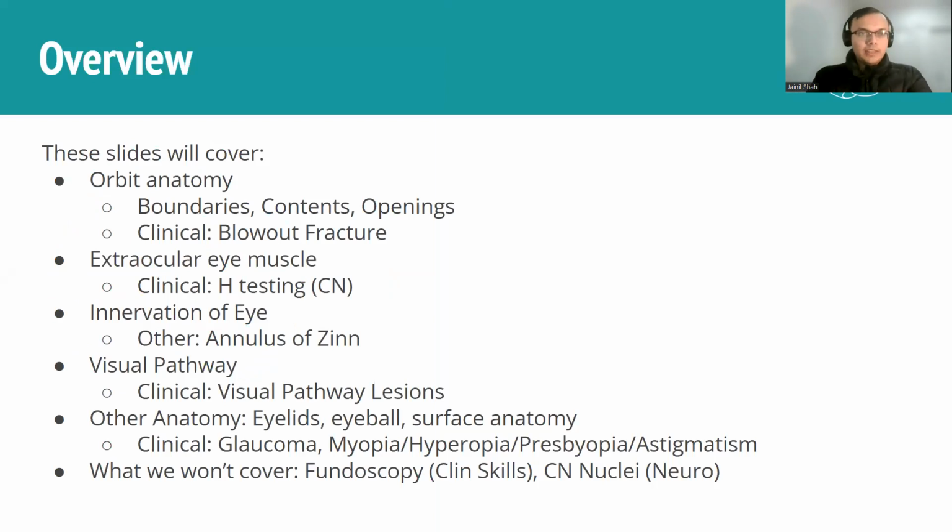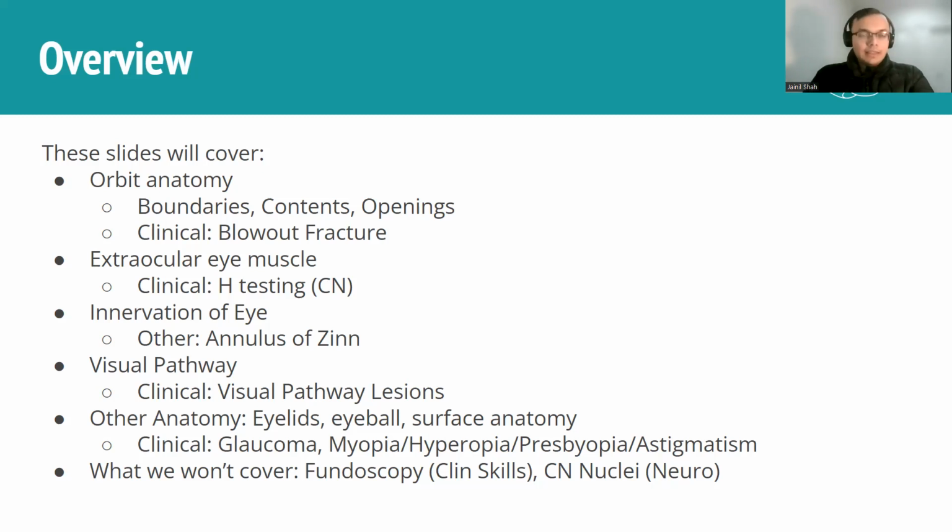So we're going to be talking about the orbit's anatomy, boundaries, contents, openings, and then the clinical context of blowout fractures, the extraocular eye muscle, which is probably the most important thing I want you to take away from the slide set, especially the clinical component of that, which is H testing and nerve palsies of the extraocular eye muscles. Very important to understand, especially for the exams. So keep that in mind.